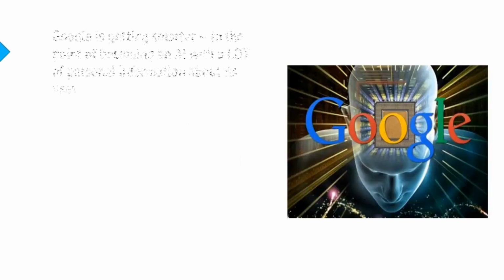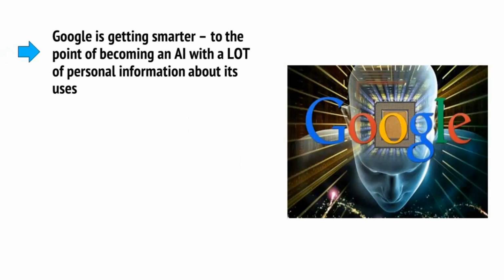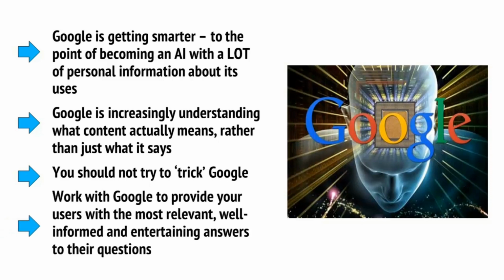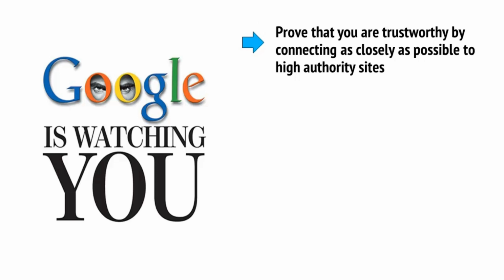First off, Google is getting smarter to the point of becoming an AI with a lot of personal information about its users. Google is increasingly understanding what content actually means rather than just what it says. You should not try to trick Google. Work with Google to provide your users with the most relevant, well-informed and entertaining answers to their questions. Prove that you are trustworthy by connecting as closely as possible to high authority sites.